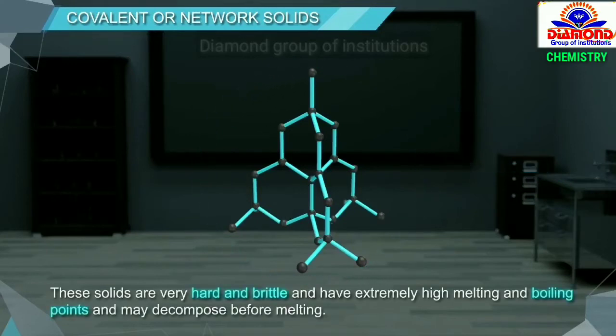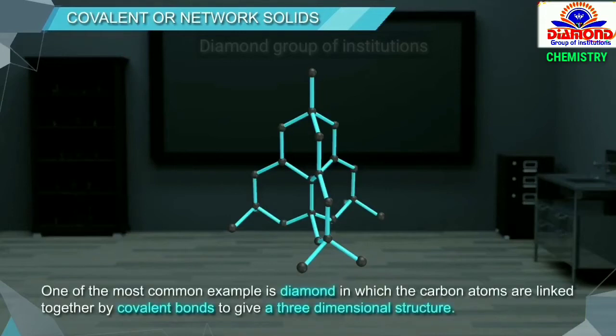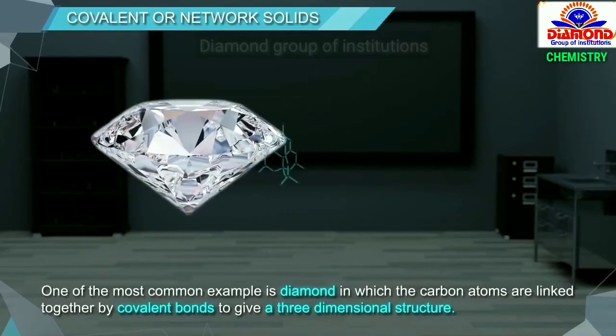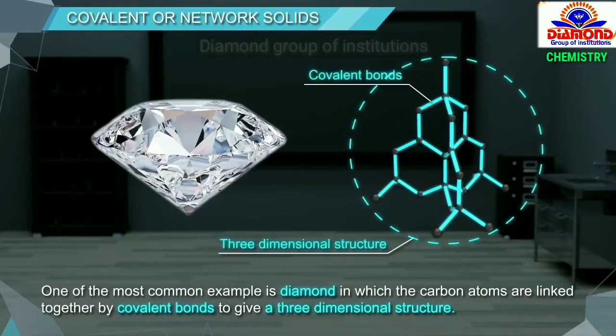These solids are very hard and brittle and have extremely high melting and boiling points. These covalent solids, due to the absence of free ions, act as bad conductors of electricity. One of the most common examples of a covalent or network solid is diamond, where each carbon atom is linked to others by 4 covalent bonds to give a three-dimensional structure.